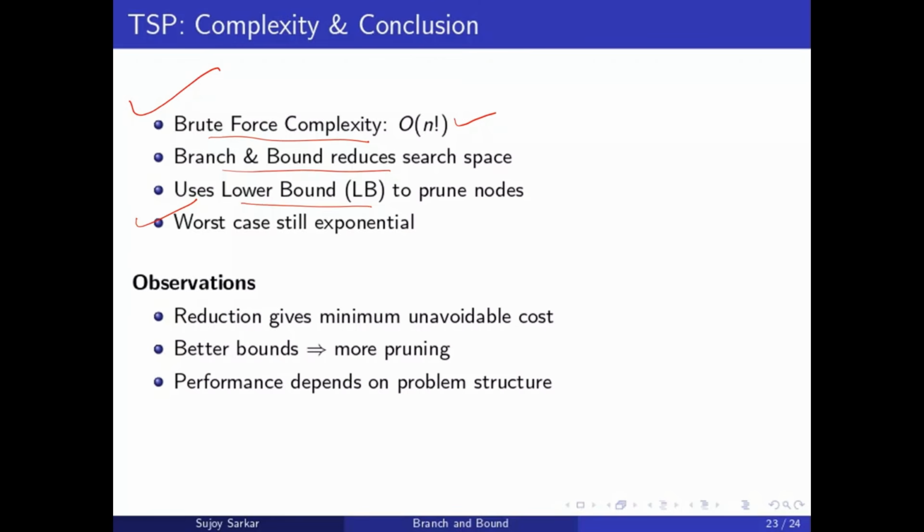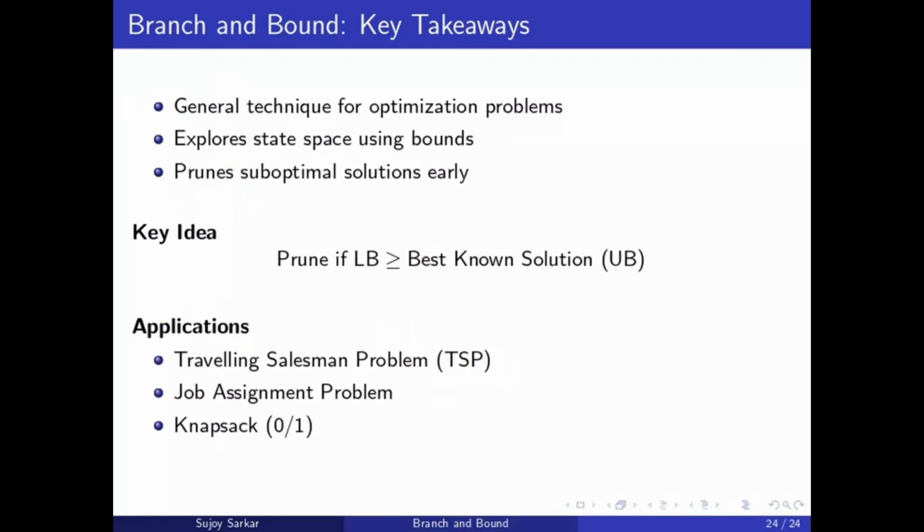Okay. And if you get a better bound, you will get more pruning. If pruning is more, performance will be improved. Fine. So this will complete the topic of branch and bound. This is a general technique for optimization problems. Here we explore the state space using bound, and we prune suboptimal solutions as early as possible to improve the searching cost. Okay. And this can be applied to different problems like TSP, job assignment, and then you can apply it to 0-1 knapsack.